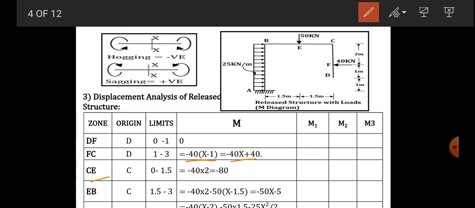Now next is the CE zone, and let's consider that it is a beam. Let's consider the C end as the origin, and now the limits for that CE zone. C itself is the origin, so the lower limit will be 0. The second letter for the zone is E. How far is E from the origin C? It is 1.5 meters away from the origin C, so the upper limit is 1.5. Now let's calculate the third cell of the capital M column.